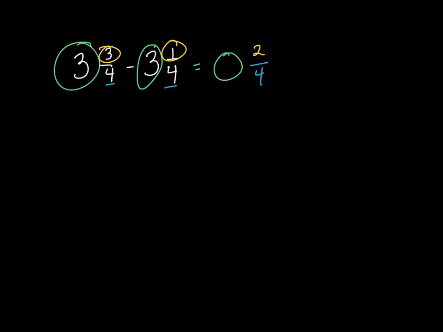Now, we don't actually need the 0 in our final answer. And 2 over 4 can be reduced. They can both be divided by 2. So 2 divided by 2 is 1. 4 divided by 2 is 2. So my final answer is 1/2.